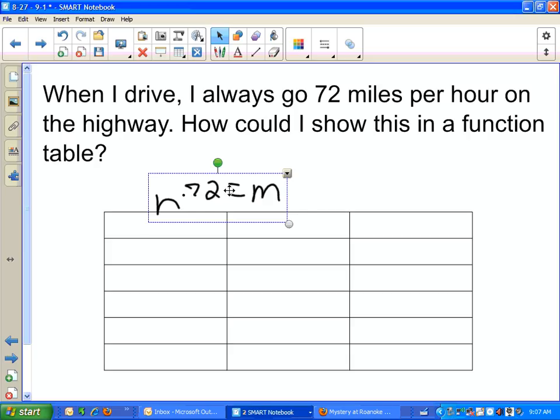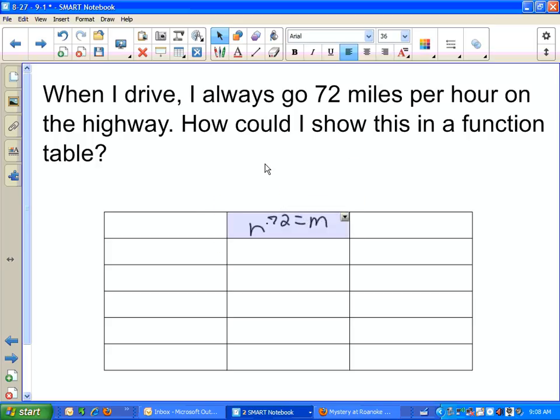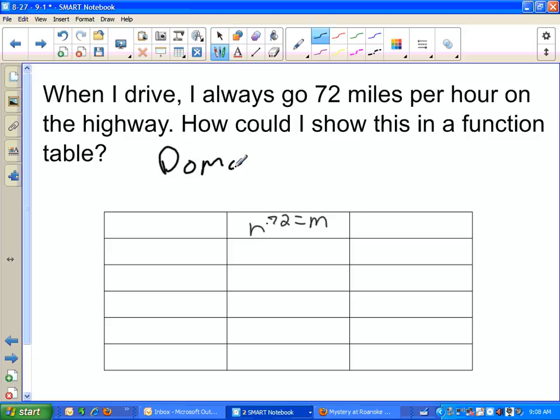Okay, you can see we're still working with the same problem here, but now we want to do this in what we call a function table. Function table is just a nice way of showing how an equation or a function rule is going to work. So I'm going to take our old equation, hours times 72 equals number of miles, and we're going to add a few things to this. Since this is a function table, we're worried about two things here. We're worried about the domain, and we're worried about the range.